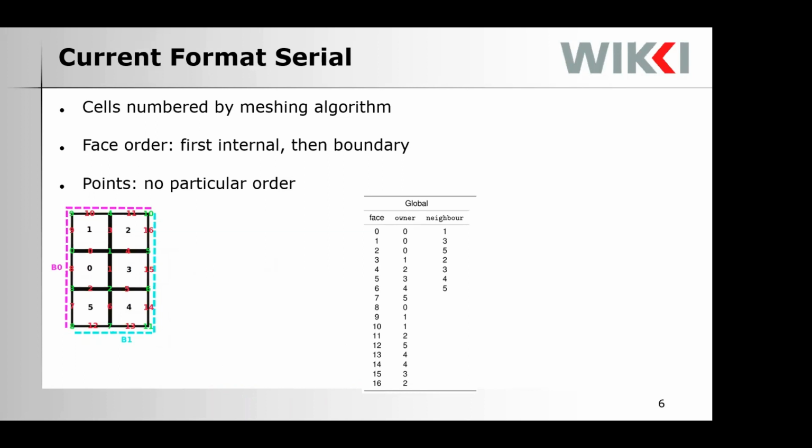The face order is so that first we have internal faces. So if we go here, I have 0, 1, 2, 3, 4, 5, 6 internal, and then the first boundary comes. So this B0 is the first boundary. It starts with face 7, 5 faces, and here the same for B1. It starts with 12 and it has also 5 faces.